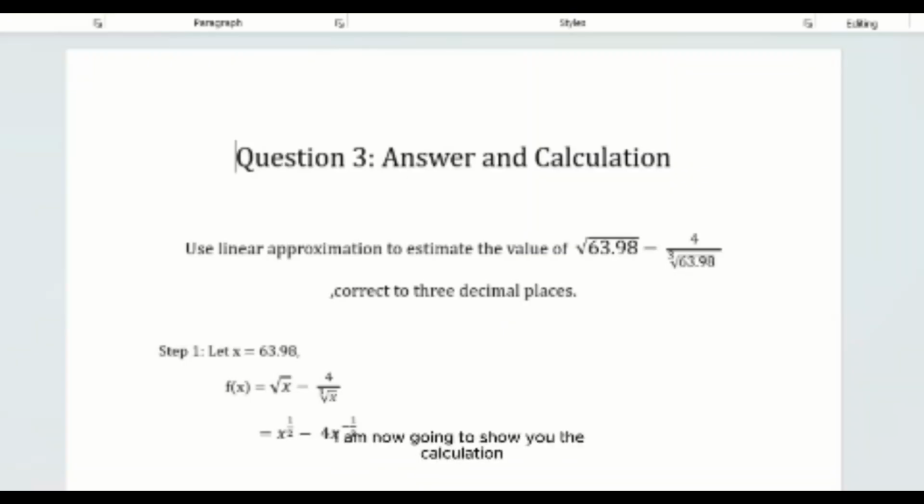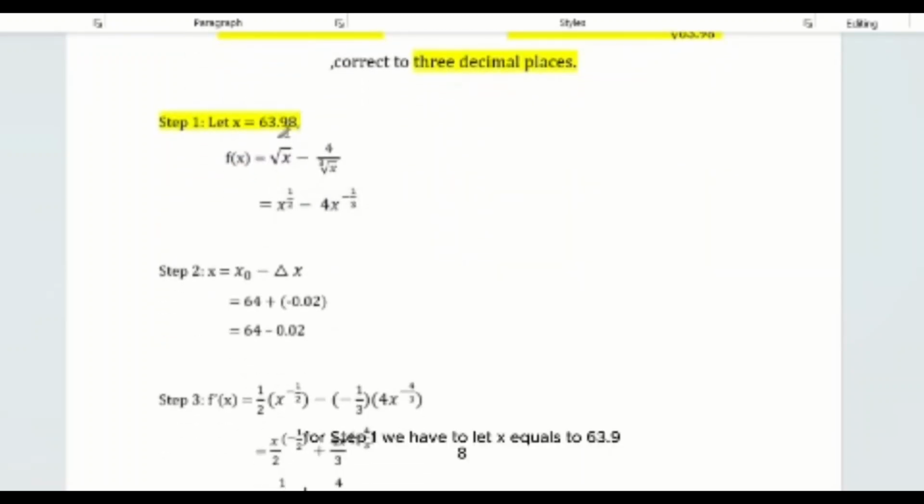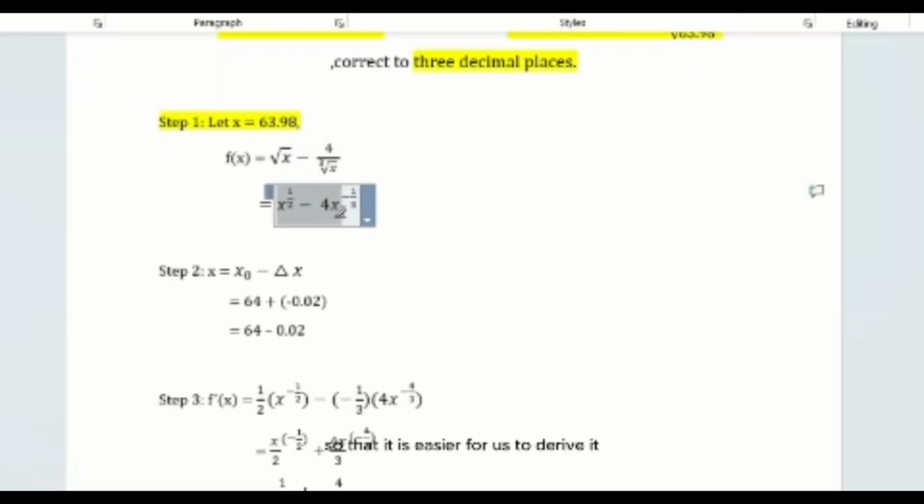Hello, I am Ryan. I am now going to show you the calculation for question 3. For question 3, we have to use linear approximation to estimate the value of this expression to 3 decimal places. For step 1, we let x equal 63.98, where f of x equals square root of x minus 4 over the cube root of x. We then turn this into powers so that it is easier to differentiate, which gives x to the power 1 over 2 minus 4x to the power negative 1 over 3.